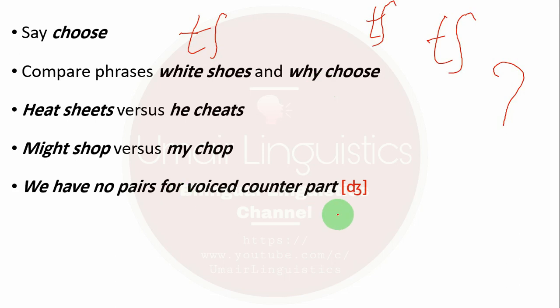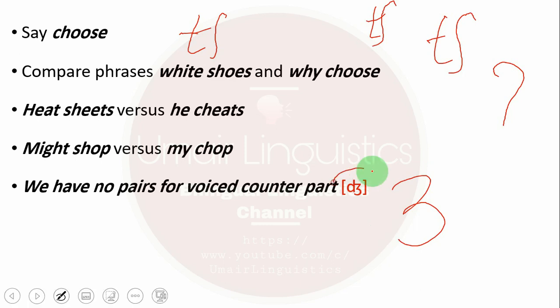So we know there is a voiced version of this affricate. This is voiceless ch, but this is j, which is voiced. But we have no pair for this, and the reason is that there are no words which start with this sound j. We know there is no word in English like this, because this sound usually appears only in the middle of words. It is also a digraph sound, a combination of d and zh.